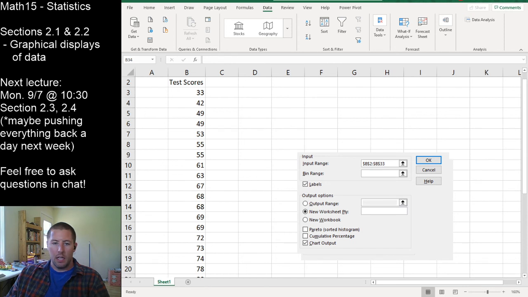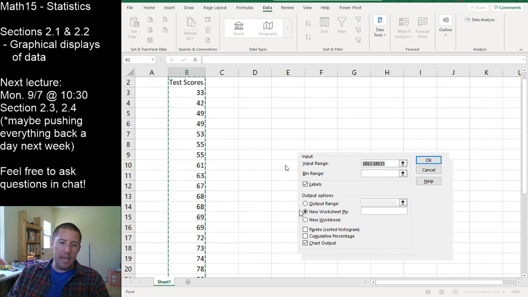And so this is going to give us all of our options. The important parts are that it wants to know what input we are using, and how it should provide the output to you. The input we need to give it is the input data. What bins are we using? We need to be able to tell it bins, but we're going to skip that for now. And how do we output it?